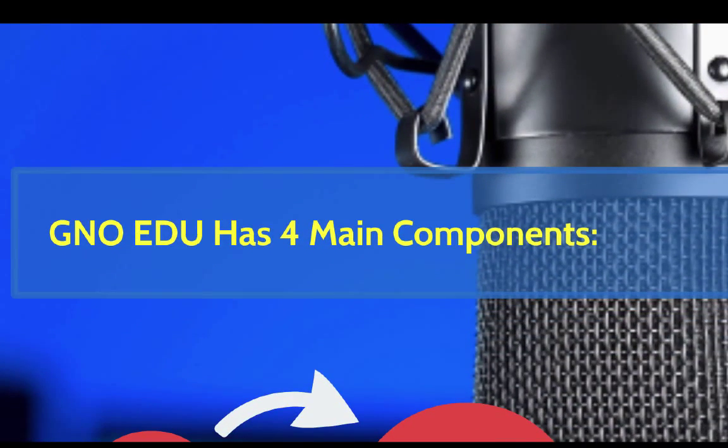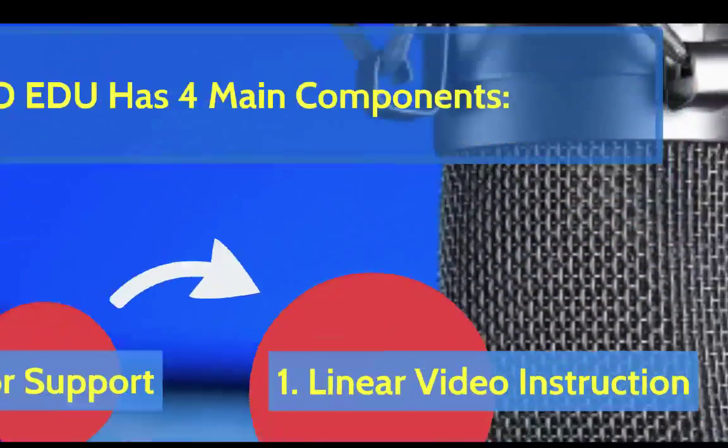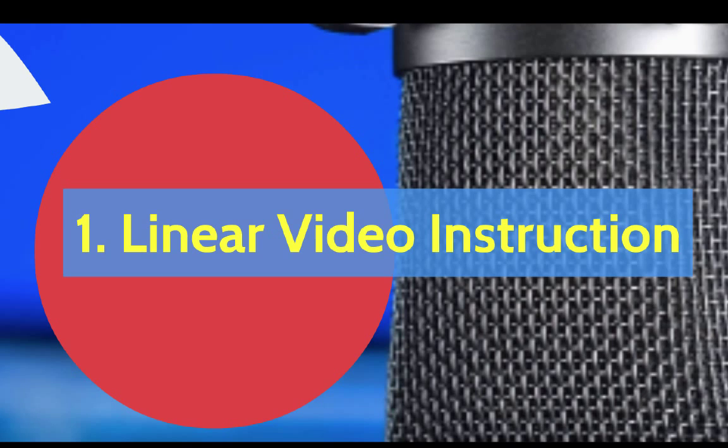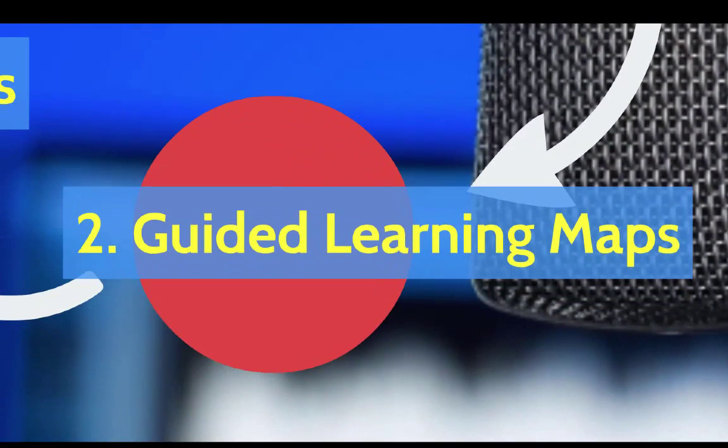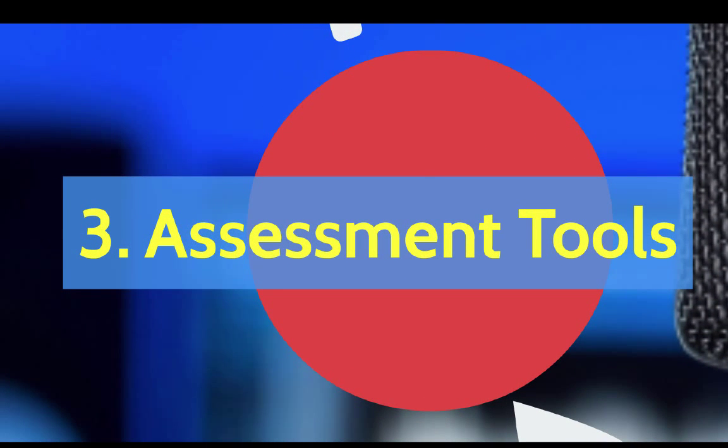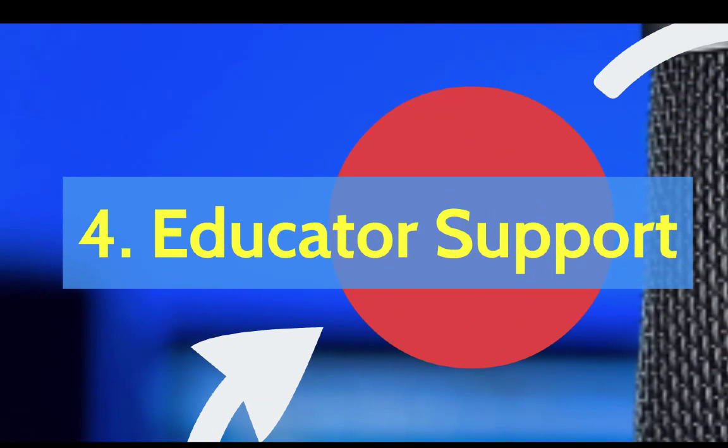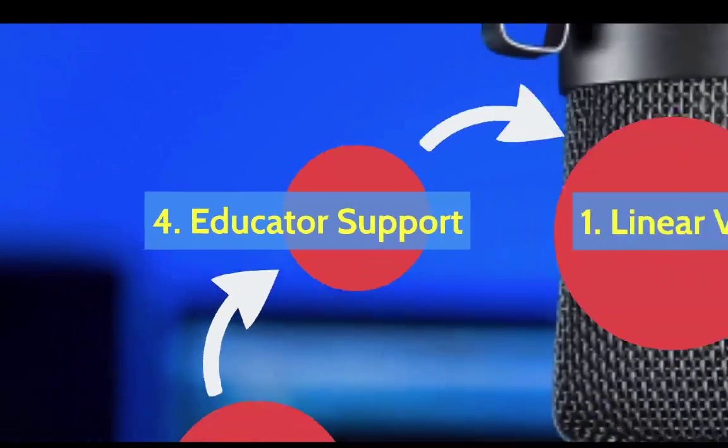GNO EDU has four main components. One is linear video guitar instruction. Two, guided learning maps that organize the instruction. Three, assessment tools collect evidence of student learning. And four, educator support, like content review and an online gradebook.